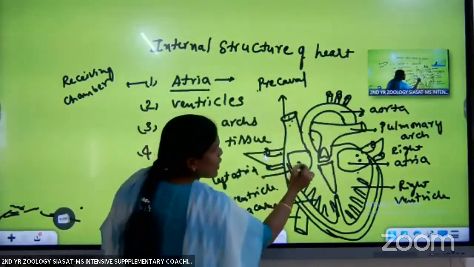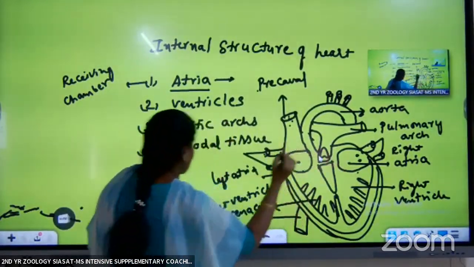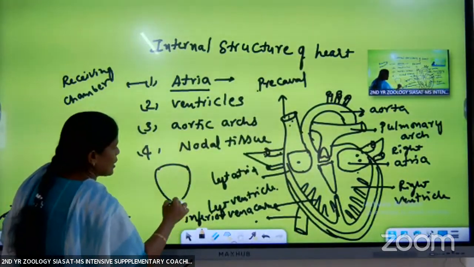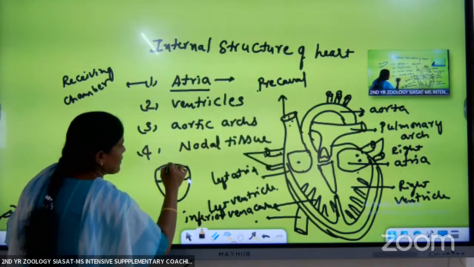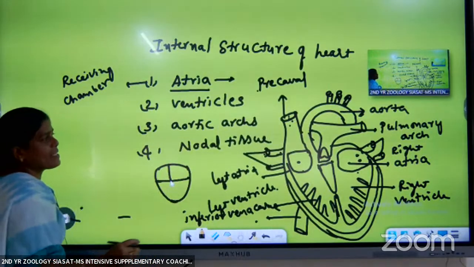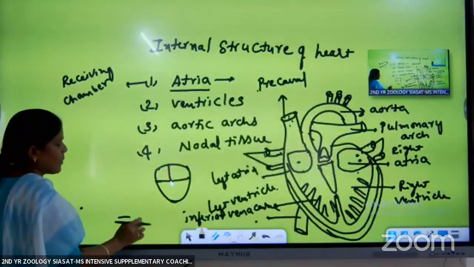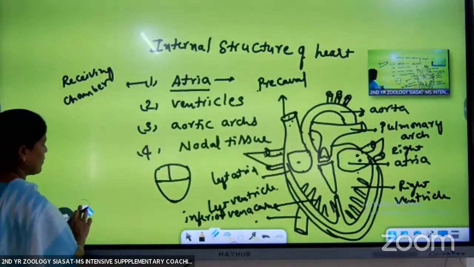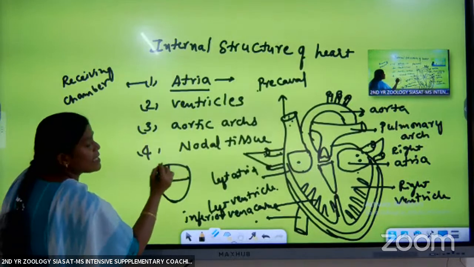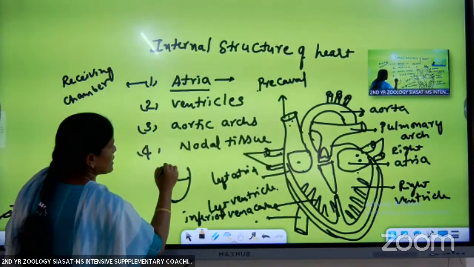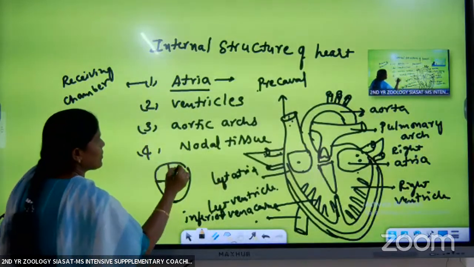Next, between the two atria, the septum is there. For example, I am drawing a rough diagram here. See this one, here the two atria are there, and between them the septum is there. That septum, between the two atria, we call the interatrial septum.